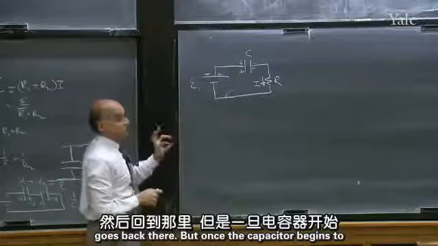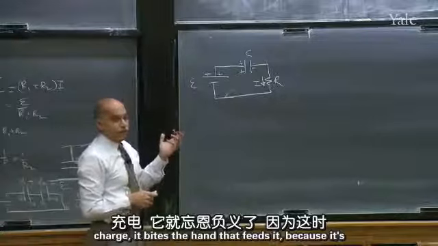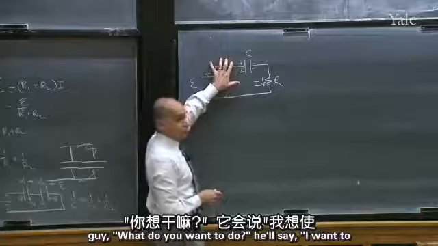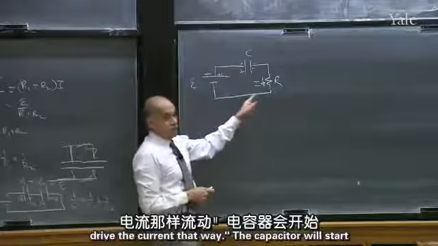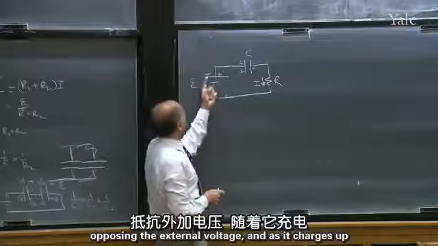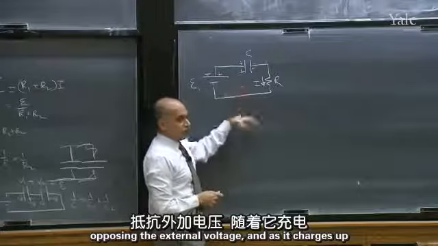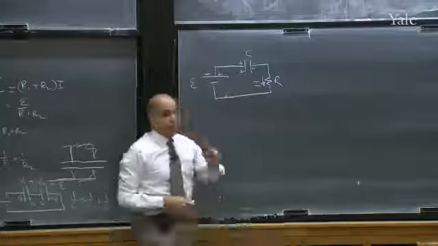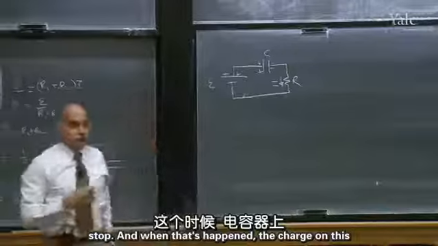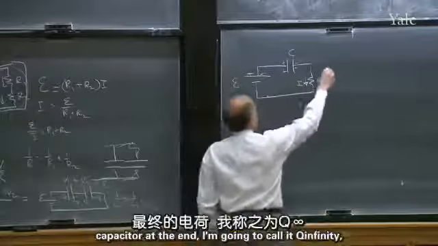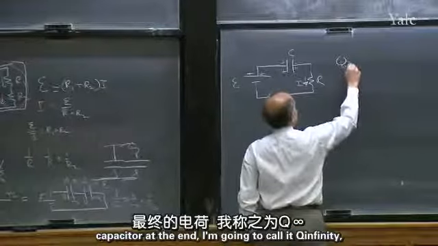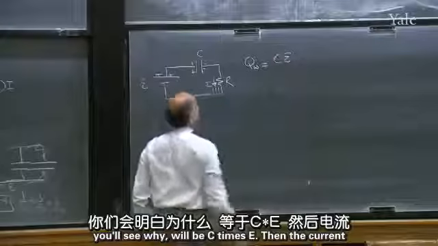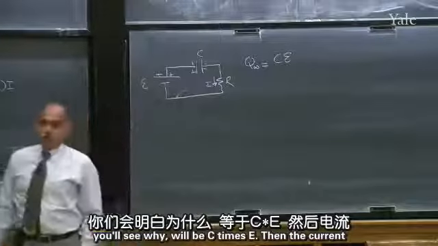But once the capacitor begins to charge, it bites the hand that feeds it, because it's then trying to drive its own current. If you ask this guy, what do you want to do? He'll say, I want to drive the current that way. The capacitor will start opposing the external voltage. And as it charges up more and more, eventually its voltage will equal the applied voltage, and then the current will stop. And when that's happened, the charge on this capacitor at the end, I'm going to call it Q infinity, you will see why, will be C times E. Then the current would stop.